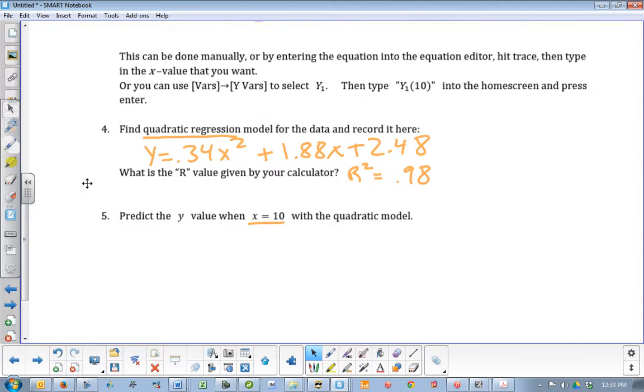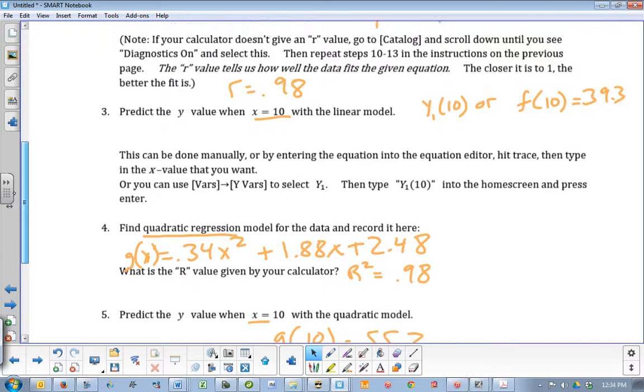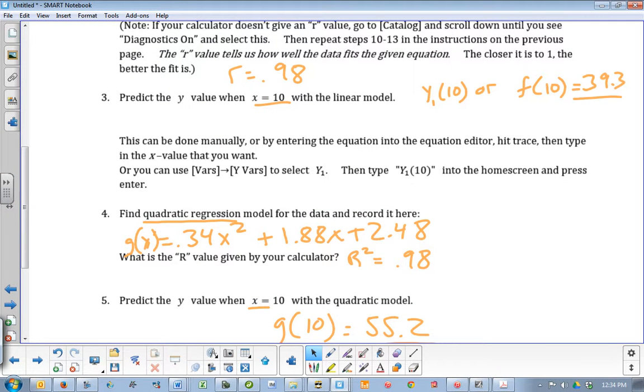So the whole point is this, that if we use a quadratic expression, we get 55.2. We would expect something different. Let's call this g of x, and let's call this g of 10. So a different function now, a quadratic function, gives us a prediction of 55.2, and a linear regression function gives us a prediction of 39.3.